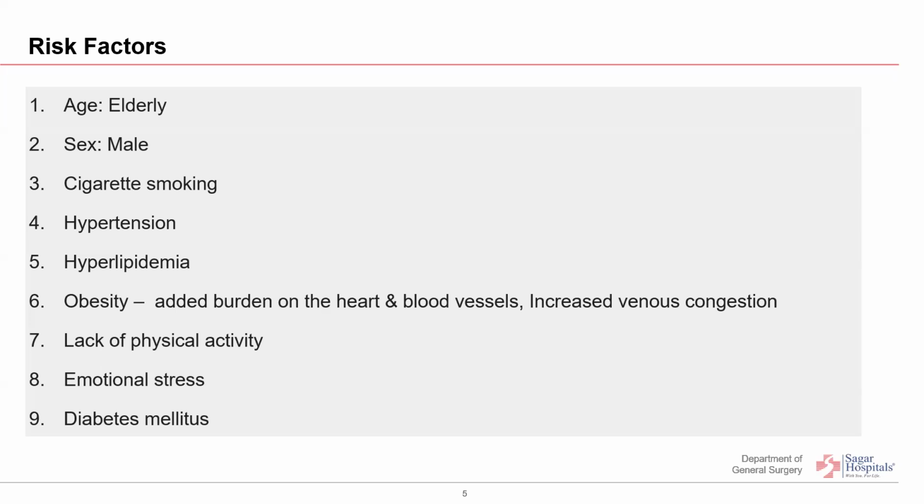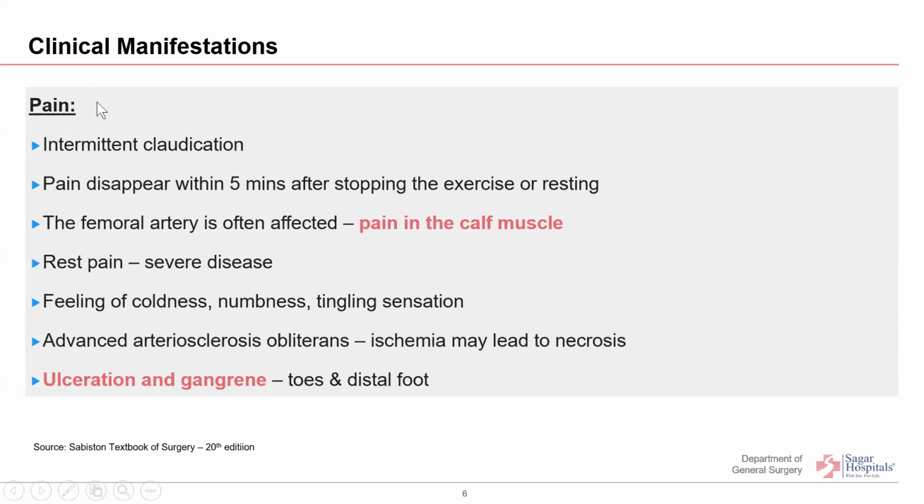Then lack of physical activity. The calf muscle is what we call the peripheral heart. If that is not exercised well, then the venous return will not be sufficient. And if the venous return to the heart is not sufficient, obviously the circulation from the heart will be less. So that could be one reason. And emotional stress, diabetes, these are the things that can aggravate the above mentioned factors. So what exactly is the clinical manifestation?